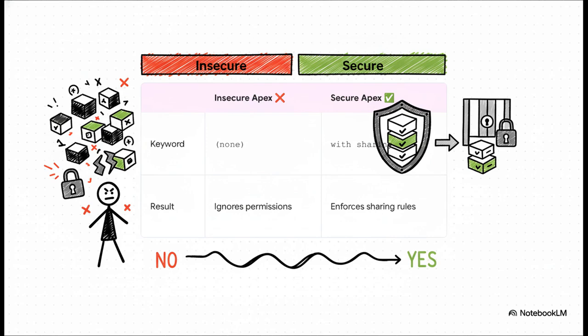Now let's talk about the back end. The difference here is night and day. On the left, you see code that just grabs every account, totally ignoring who the user is. Big yikes. On the right, you see the secret sauce, the with sharing keyword. You have to use this. It tells Salesforce, hey, whatever you do, make sure you enforce this user's permissions. This ensures people only see the data they're actually supposed to see.